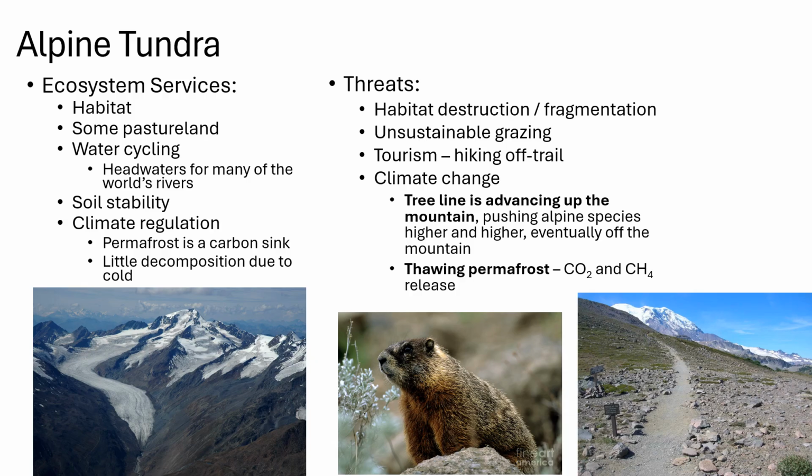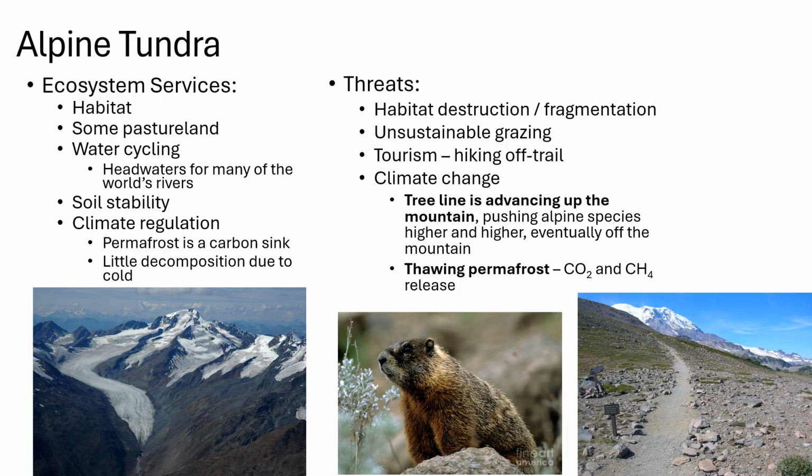Climate change is impacting the alpine tundra in two ways. Tree line is advancing higher up the mountains. We have documented evidence throughout the world of tree line going higher up the mountains over the past 150 years or so, but really accelerating since around 1950. That is a relatively slow process because it takes a while for trees to grow, but we see tree line advancing up the mountains, and that's literally pushing species into a smaller habitat.